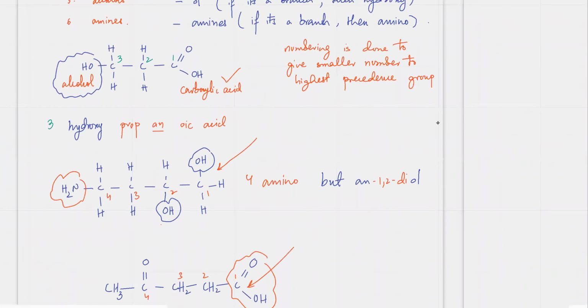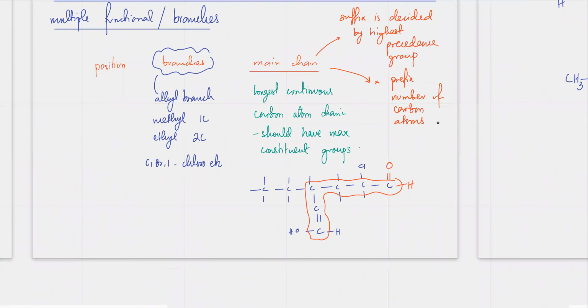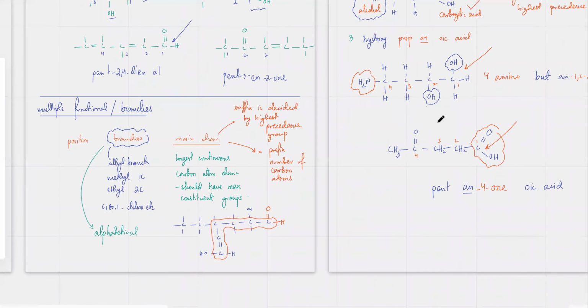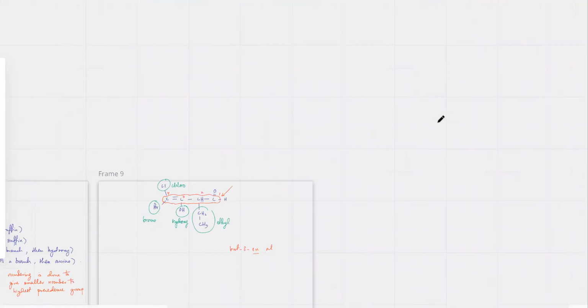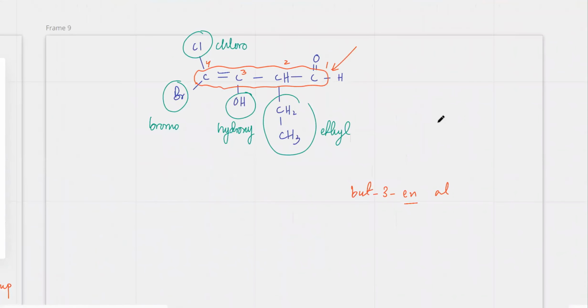One thing about branches, when you're writing branches, is they have to be in alphabetical order, so just a small point. Which one is going to come first? I think bromo would be first. And after that, there's going to be chloro. After that, it's going to be ethyl. Then it's going to be your hydroxy branch. So these are all my branches.